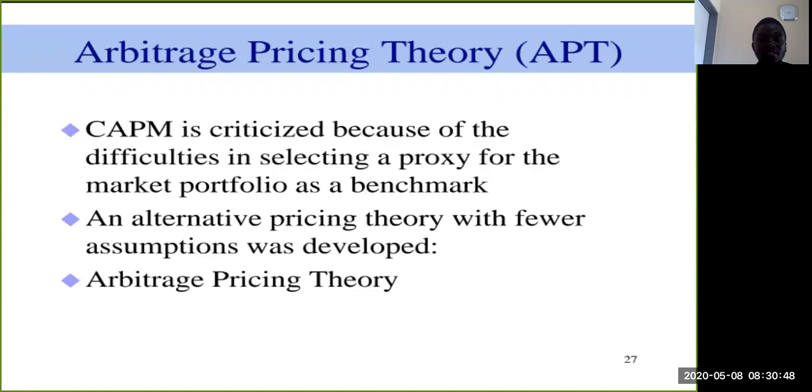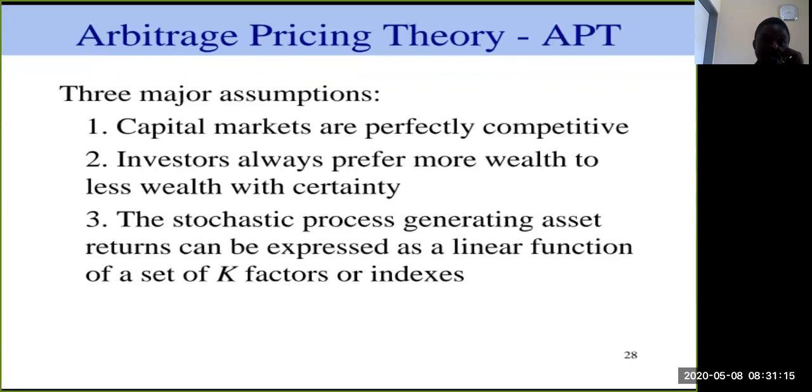Capital asset pricing is criticized because of the difficulties in selecting a proxy for the market portfolio as a benchmark. An alternative pricing theory with fewer assumptions was developed, arbitrage pricing theory. So this is the theory that was developed as an alternative to the capital asset pricing model because it has fewer assumptions. Three major assumptions.